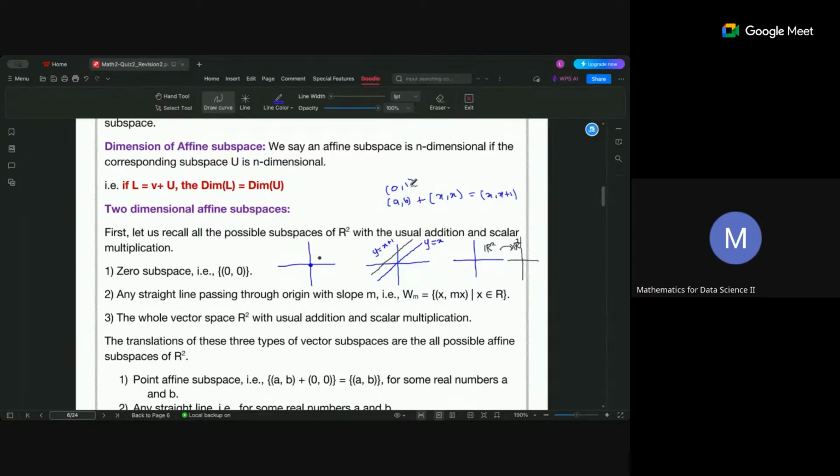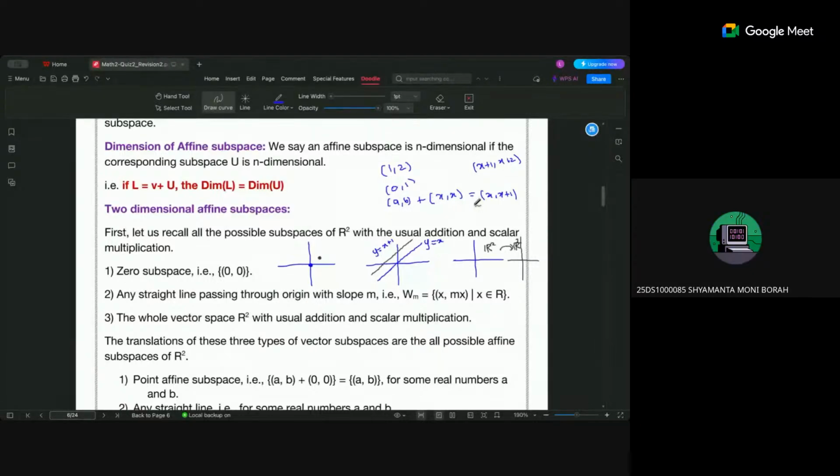What if I add 1 comma 2? Then it becomes x plus 1, x plus 2. Is it still the same line? Yes, right? So it means you see that this a comma b is not unique. You have this U is unique, but this a comma b is not unique. Are you able to see that?